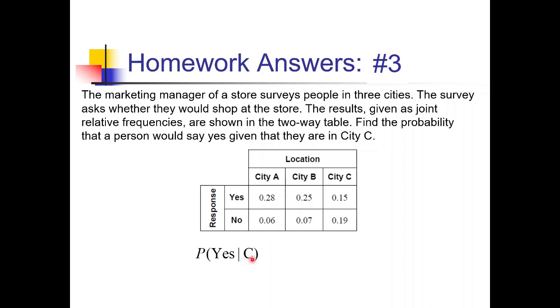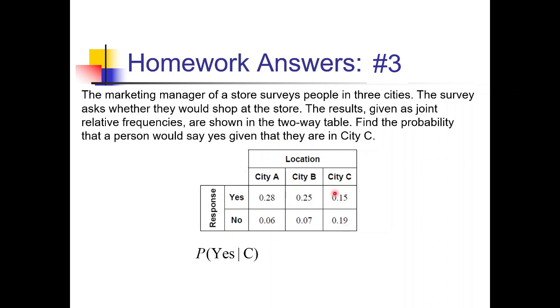So in order to figure this out, we need to do the probability of yes and C divided by the probability of C. Basically, what percentage of the people who do live in city C actually would say yes. So we're considering this very narrow piece of it here.